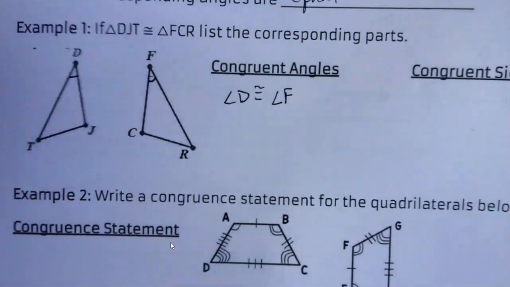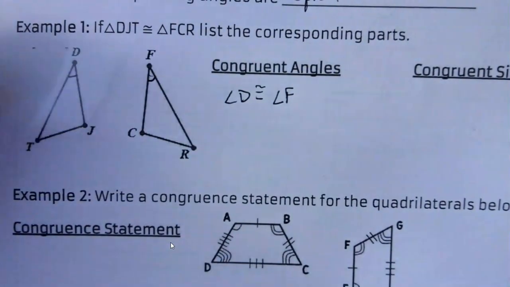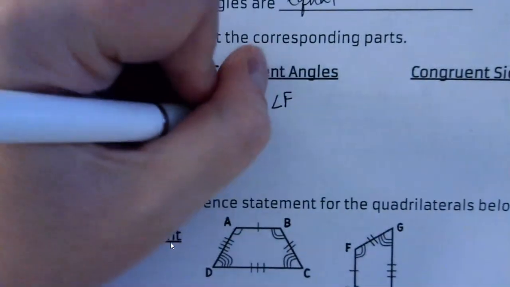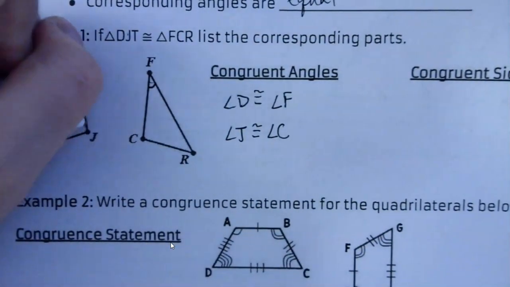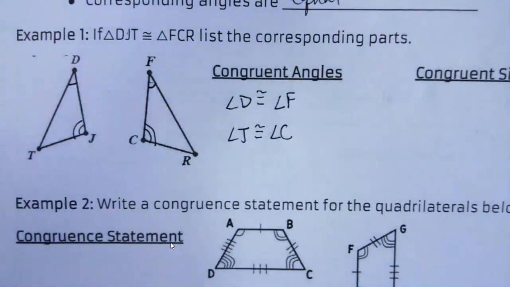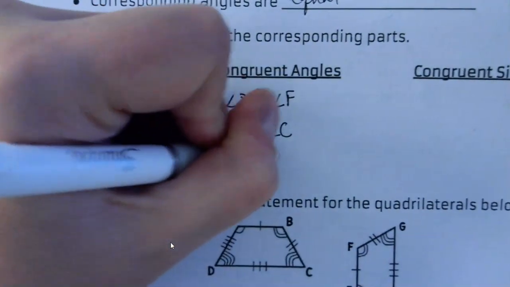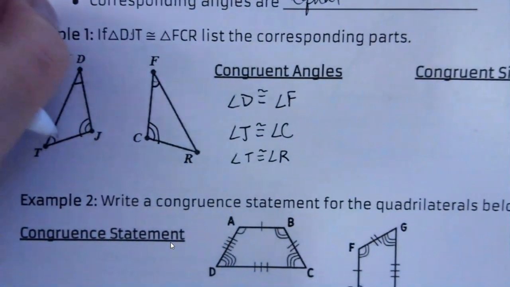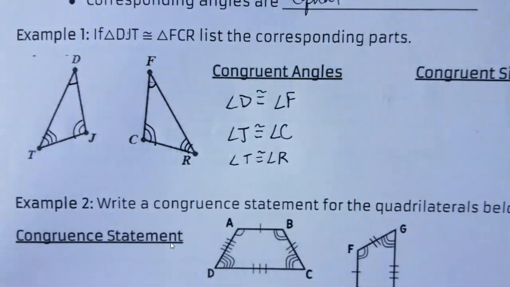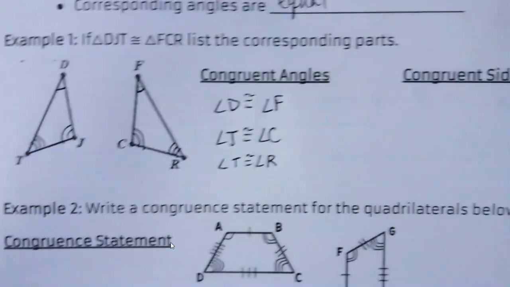So angle D and F are the same, so we're going to put little arc marks there. And then angle J matches with, you can see the second letter here, angle C. So I'm going to put 2 arc marks here because they match. They need to have the same number of arc marks. And then last but not least, angle T is congruent to angle R. So I'll put 3 here just because 1 and 2 are already taken up and they match. I use the congruence statement really more than the picture to tell which ones are congruent.